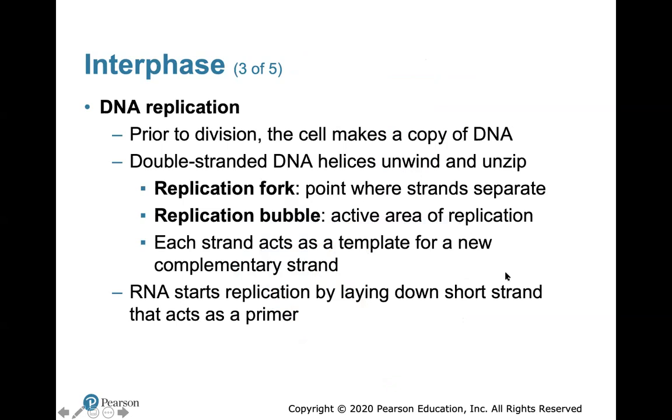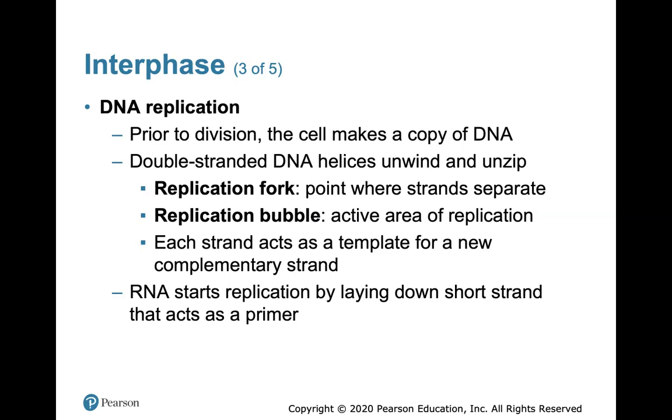DNA replication is important for cellular division so that the cell, when it divides, can pass on a genetic blueprint to two genetically identical daughter cells. Prior to division, the cell will make a copy of its DNA, and it does that when the DNA helix unwinds and unzips. The replication fork is the main point where the strands separate, and the replication bubble is the active area of replication. Each strand basically acts as a template for a new complementary strand.